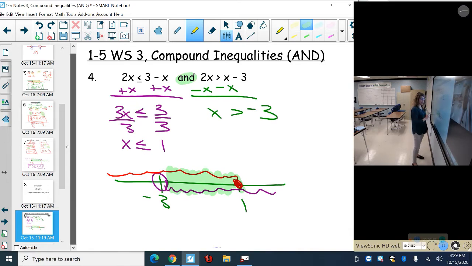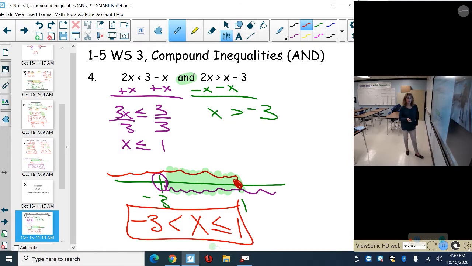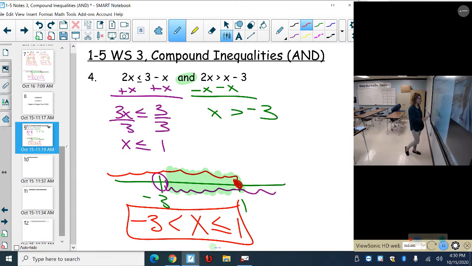So how did I write that? Well, I put negative 3 and 1, and I put x in the middle. You always use less than symbols, but you need to check for solid and dotted lines. So the dot right here is going to be open, I leave it alone. This dot is going to be solid, so I go ahead and put that as less than or equal to. And that is done.